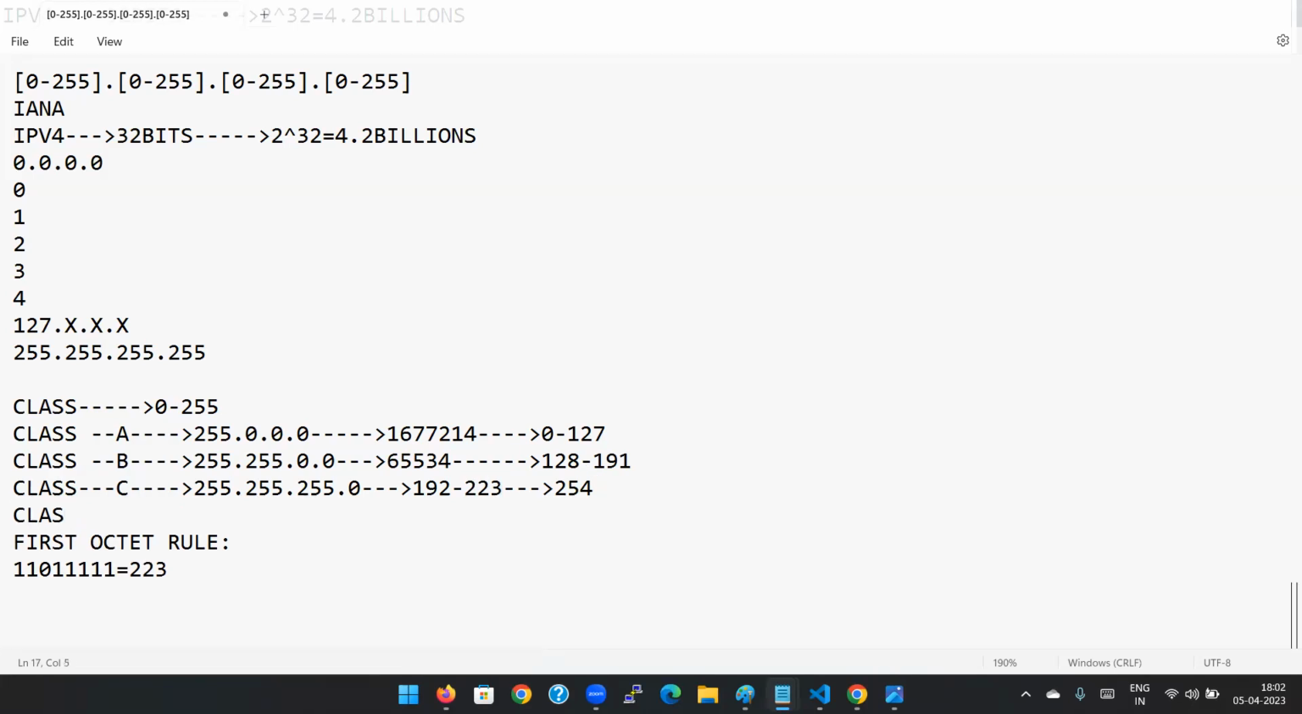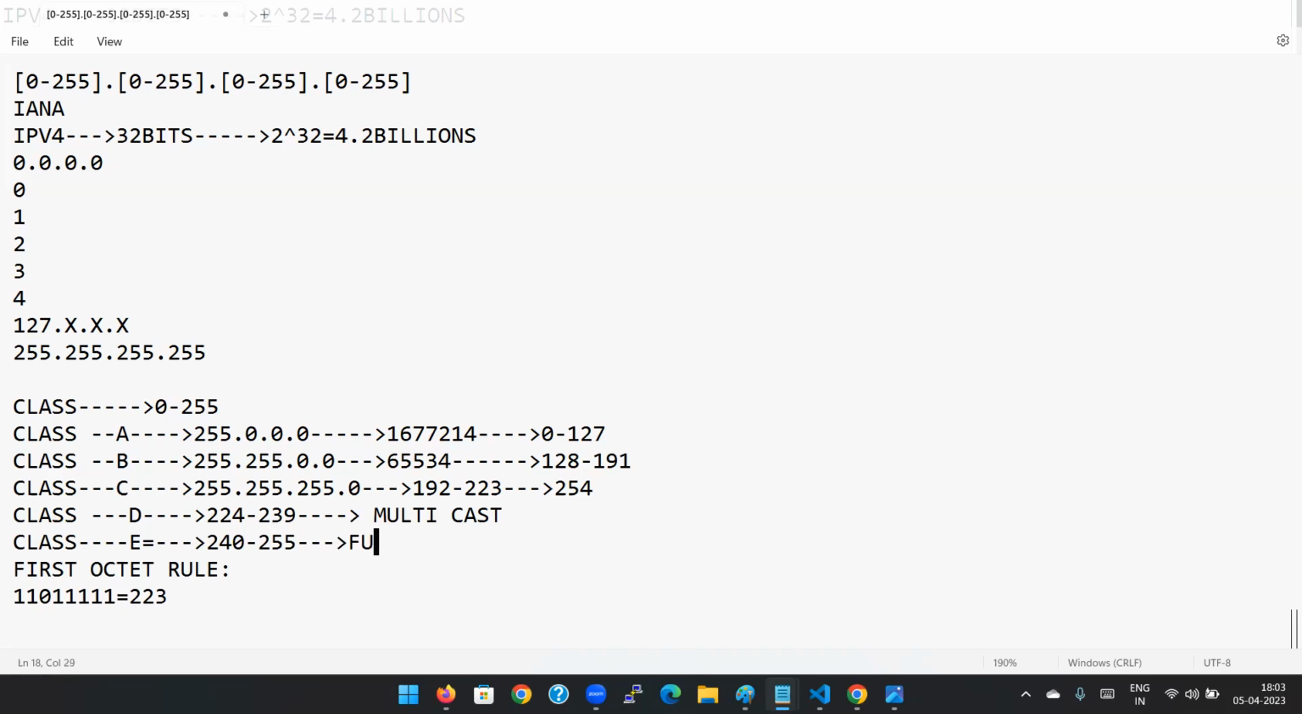But you have class D. Class D does not have any subnet mask. The range is from 224 to 239. This is used for multicasting. You don't require this, but since there are class D and class E, I just want to mention them. Class E ranges from 240 to 250. These are used for future purposes and research and development, R&D.